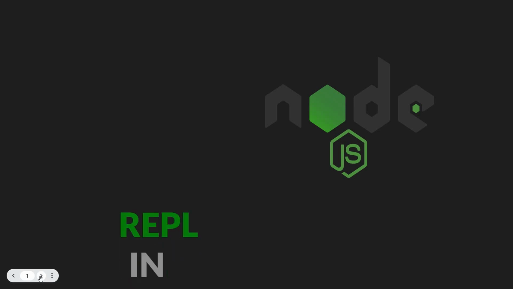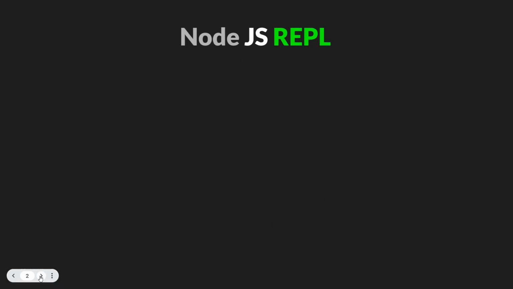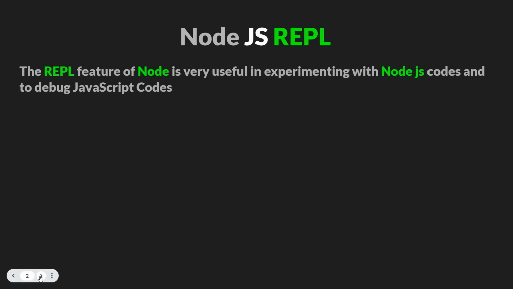So today in this video, we are going to learn about REPL in Node.js. So what is REPL? REPL simply stands for read, evaluate, print and loop. It is a programming environment that allows us to enter JavaScript code, execute them and see the result immediately. The Node.js REPL is a useful tool for quickly testing out code snippets, experimenting with JavaScript and debugging. It is commonly used for trying out new ideas before integrating them into a larger project, or even for learning and exploring the behavior of JavaScript in a more controlled environment.